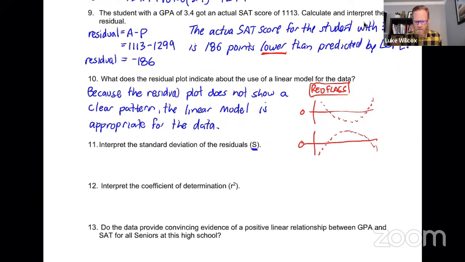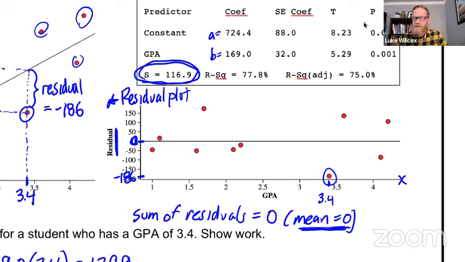Okay, it's the standard deviation of the residuals. But remember, the residuals have a mean of 0. So when we think about standard deviation, we normally think of it as being the typical distance away from the mean. Well, if the mean is 0 and it's the typical distance away from 0, it's sort of telling you what a typical residual looks like. And if we think of the residual as being the error in our prediction, what we have here is what's called the typical prediction error, right?